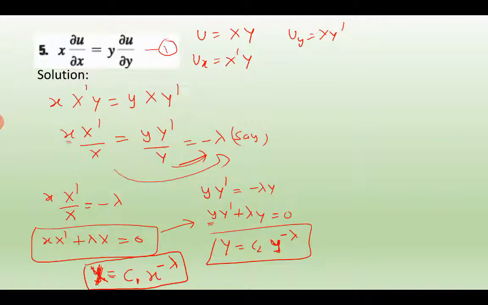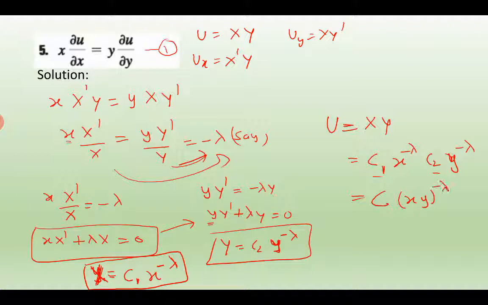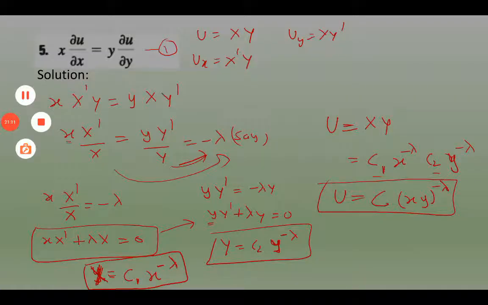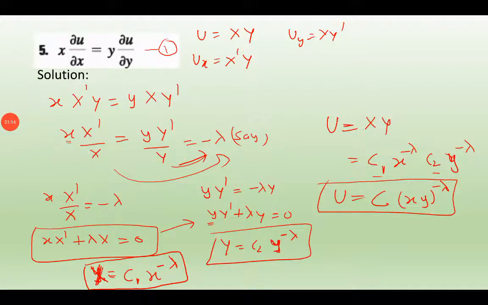So the final solution, u is x into y, which is c1 x power minus lambda, c2 y to the power minus lambda. You will get c1 and c2 becomes c, x y to the power minus lambda. This is the final solution of this problem. And when there is a variable coefficient for a first order differential equation, how do you solve it? That will be discussed now.